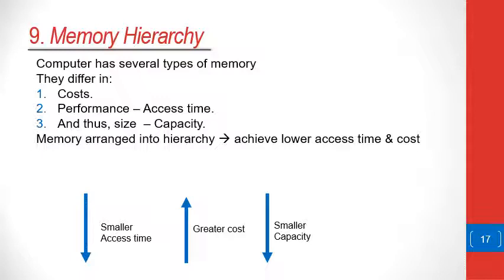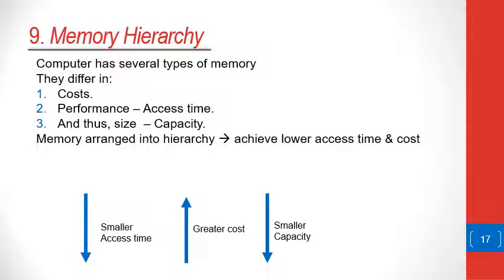So computer systems have several types of memory which differ in terms of three things: the cost, performance, and capacity. By capacity, I mean size. Performance will refer to the issue of access time, the amount of time it takes to access a certain type of memory.